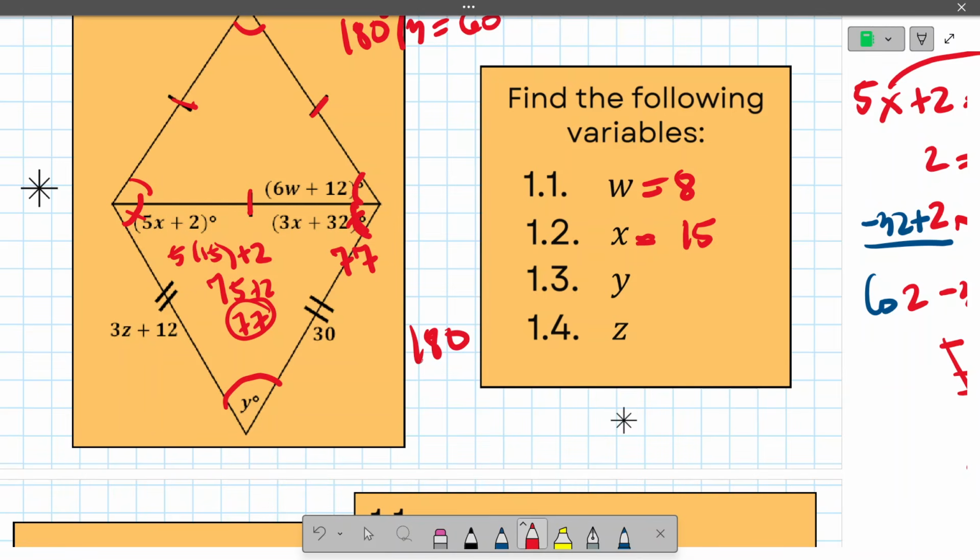We have to remember that ang isang triangle ay nagme-measure ng 180 degrees in total. Now we have the 77 na. If this is 77 and this is 77, if i-add natin siya, magiging 154. To get the remaining angle, i-subtract lang natin siya from 180. So 180 minus 154 will give us 26. That means our y here is 26 degrees.